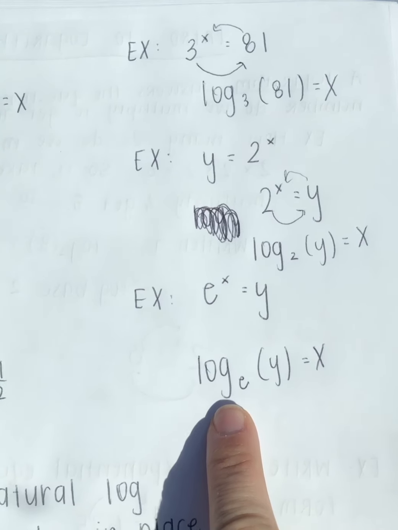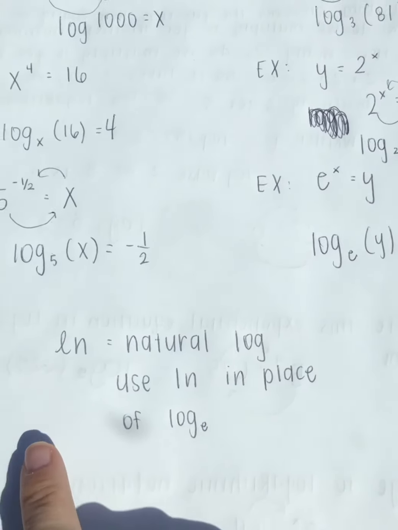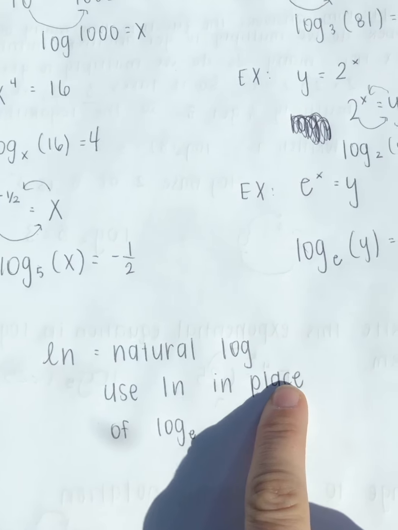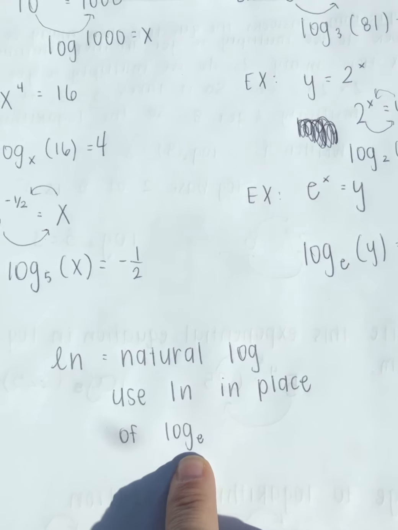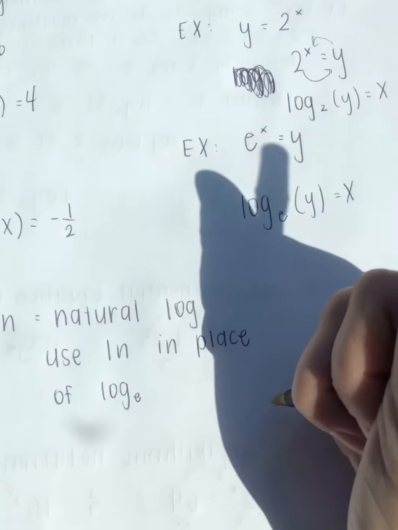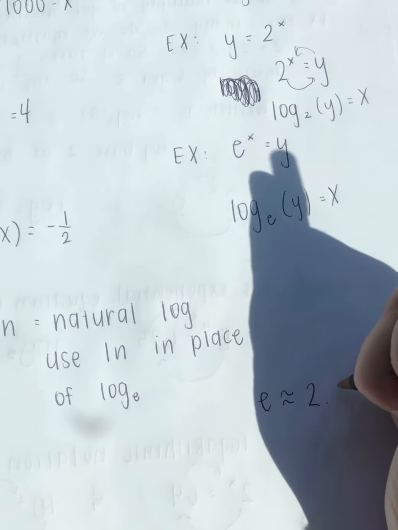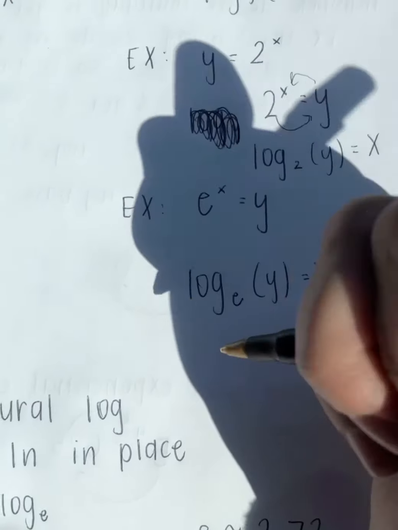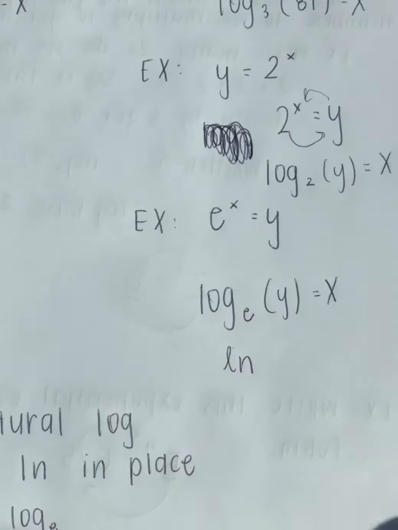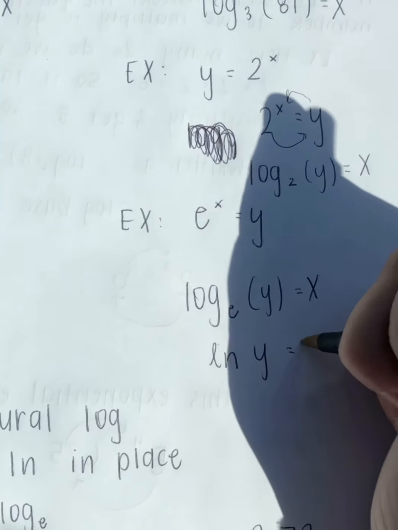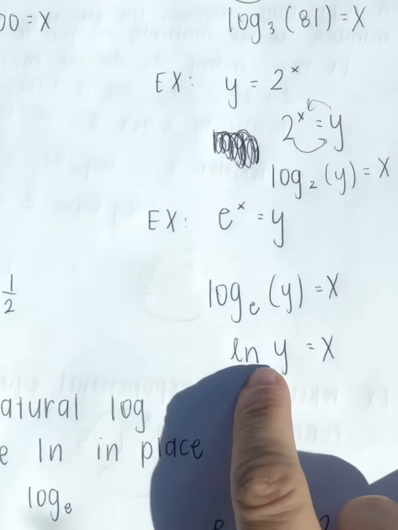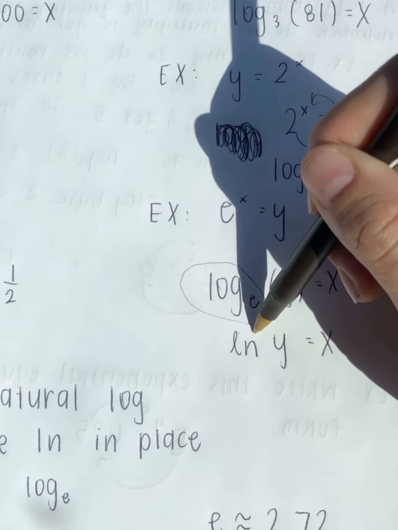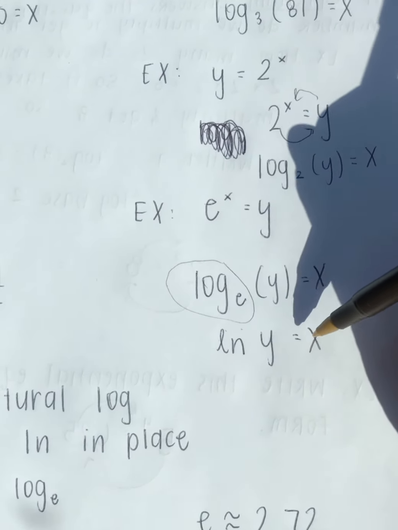But we have another exception. Whenever you have log base e, we're going to use ln. They usually use a cursive L, n. So this is called your natural log, and you use ln in place of log base e. If you remember, e, we've talked about, is just approximately the decimal 2.72. So instead of writing log base e here, I'm going to write ln of y equals x. All I did is instead of writing log e, I'm replacing it with the natural log, ln, and then I'm leaving of y equals x the same.